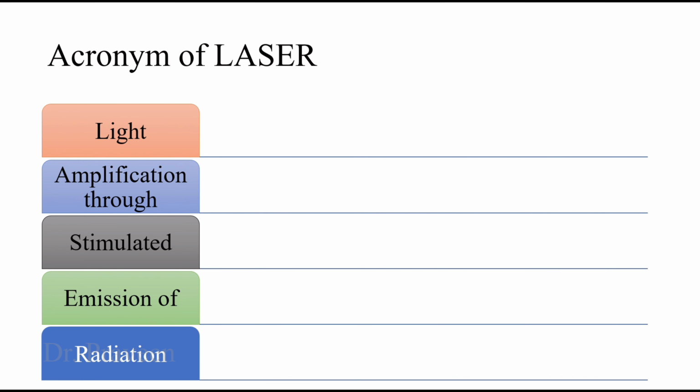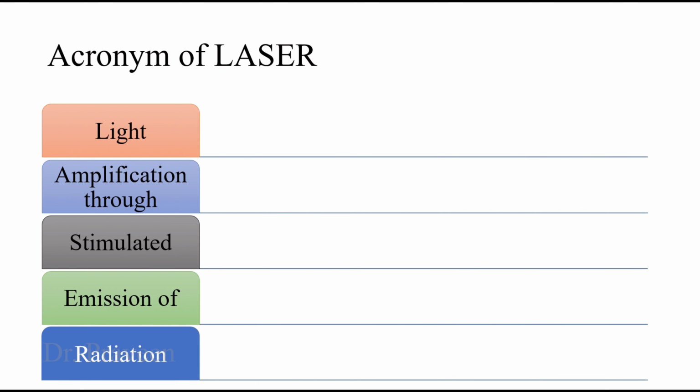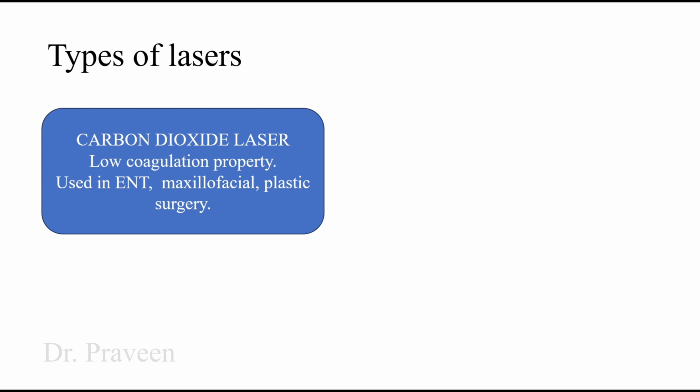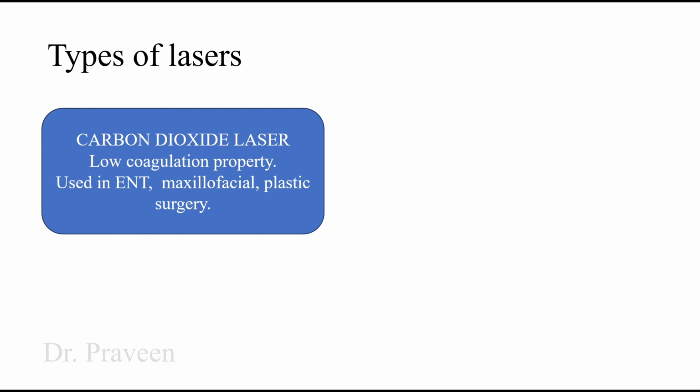So all the waves have the same wavelength. Hence they can travel a very long distance, and hence they can produce a thermal effect on the tissue also. So this property of the laser is used in surgery. We get different kinds of lasers like carbon dioxide laser, argon laser, YAG laser, and diode laser. Diode laser is commonly used in anorectal surgeries.